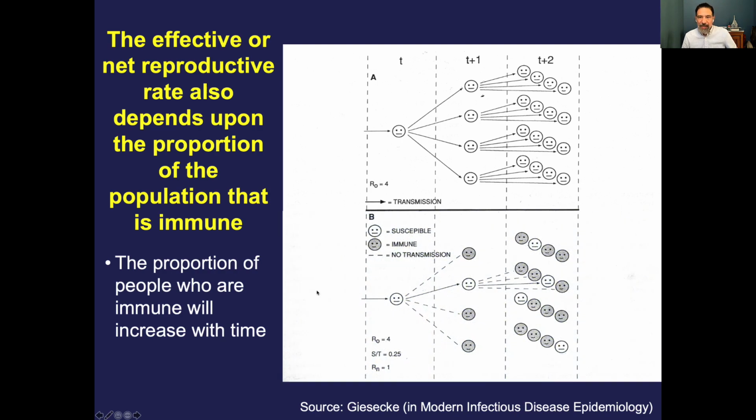But here on the bottom panel, we have the situation where 3/4 of the population is already immune at the time the case occurs. And those immune individuals are indicated by the dark shading. And in this situation, the net reproductive rate is 1. And each case really only gives rise to only 1 new case, greatly limiting the spread to only 6 cases by time t plus 2. So you can get a sense of how immunity can slow the spread for an effective reproductive rate that is lower.